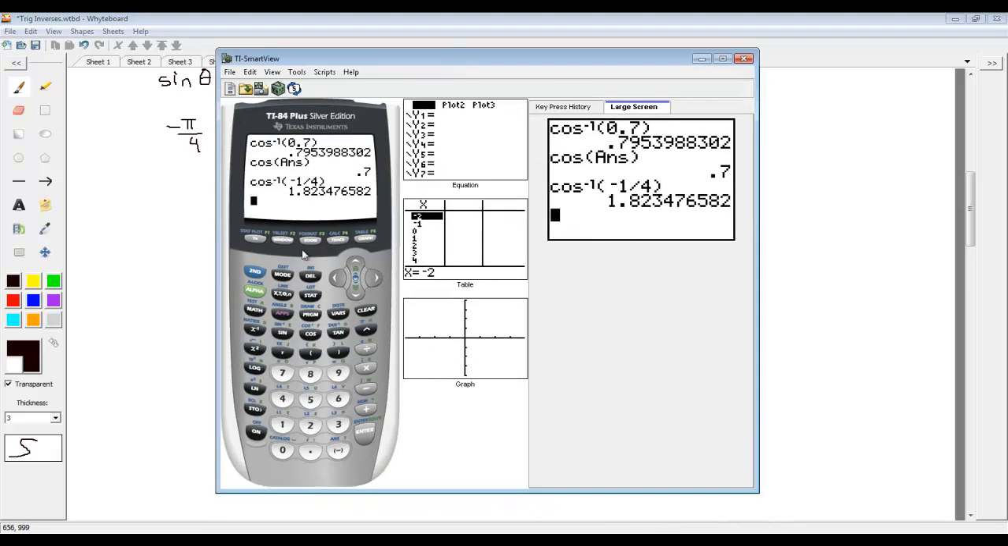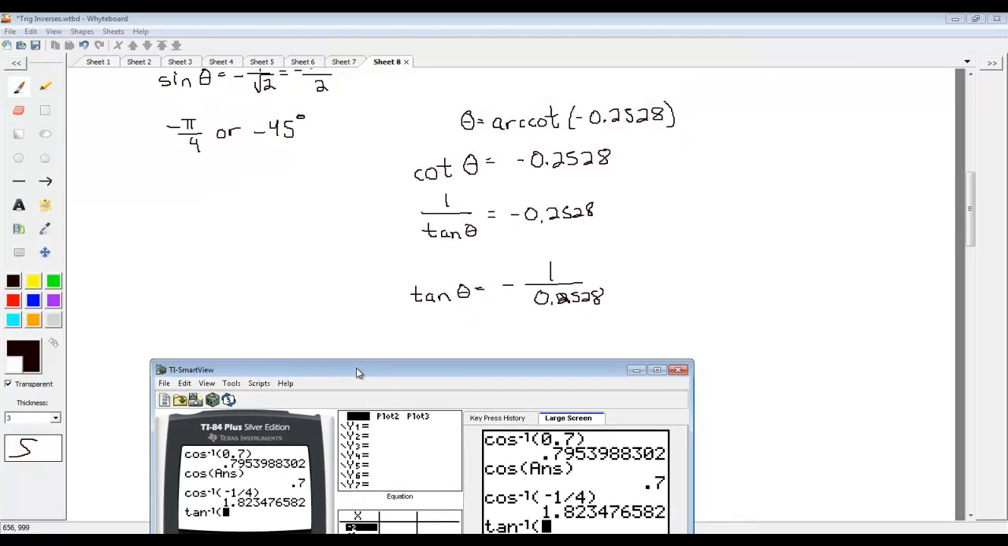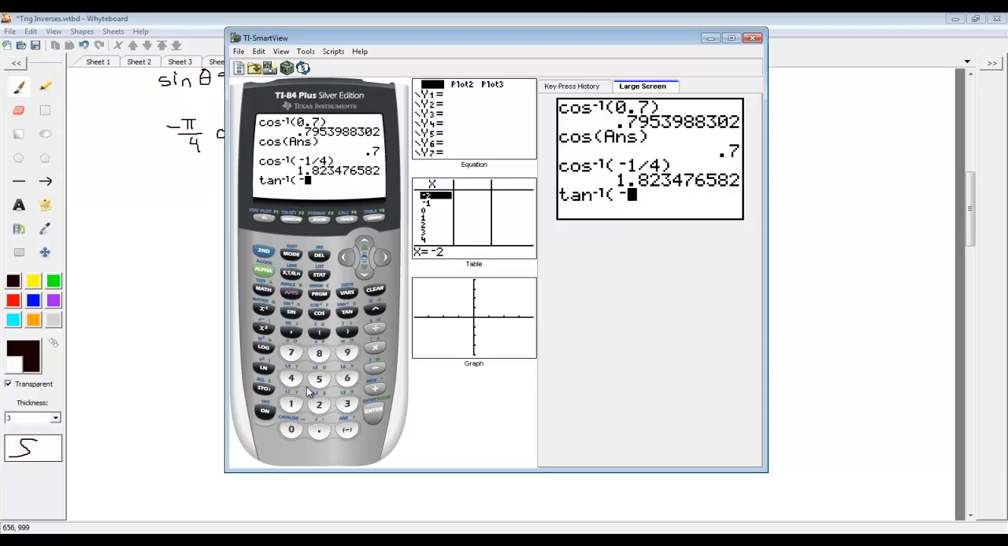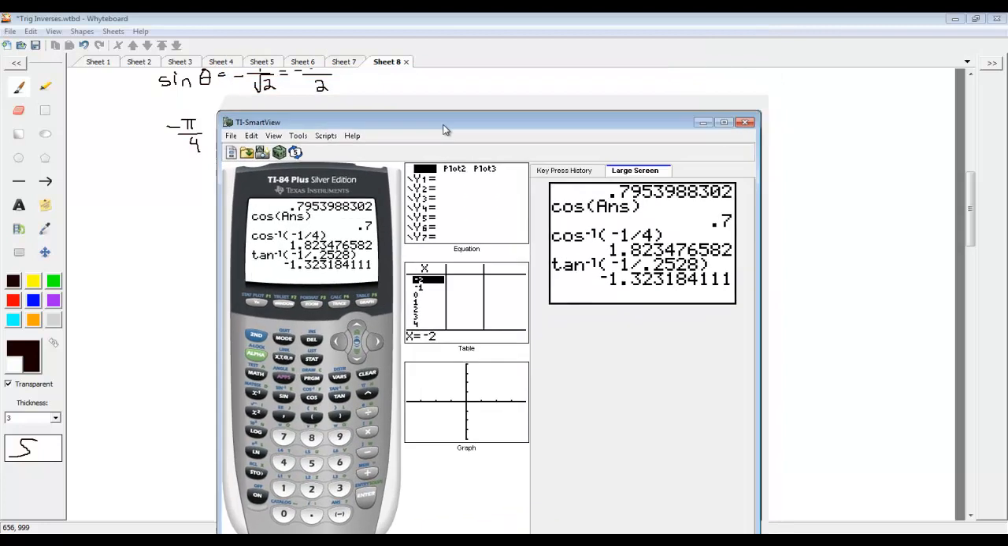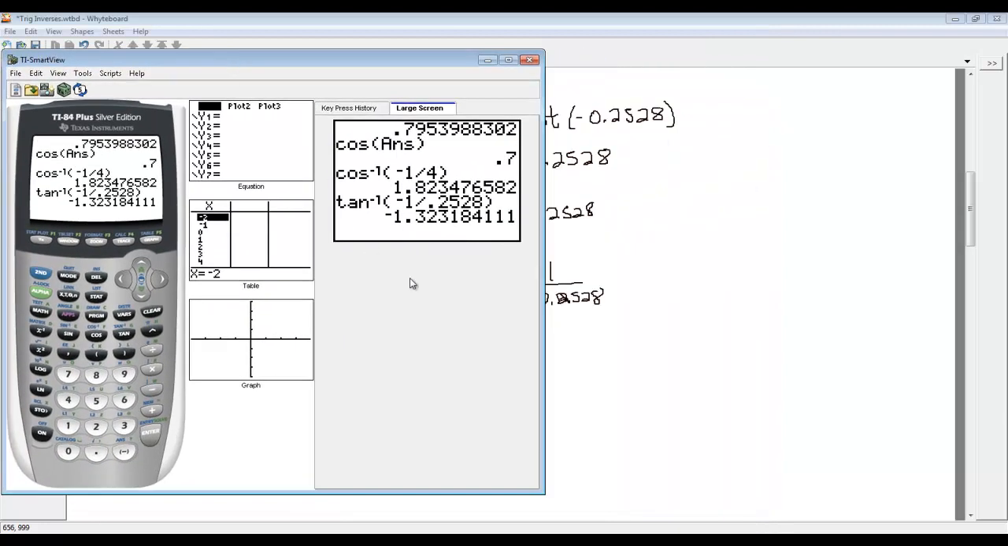So let's do the inverse tan of negative 1 divided by 0.2528. Let's see what it gives us. It gives us negative 1.323184811. Problem with that is it's found in quadrant 4. But inverse cotangent is only found in quadrants 1 and 2.